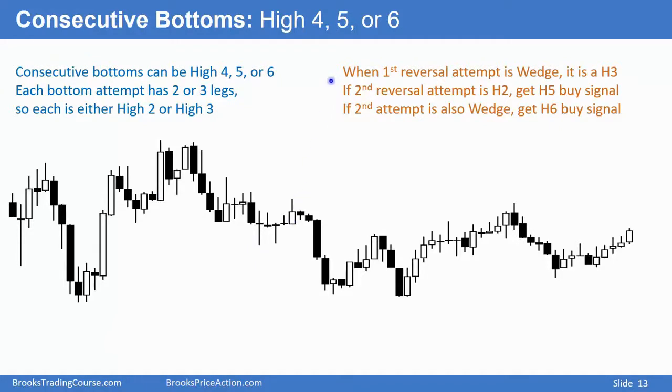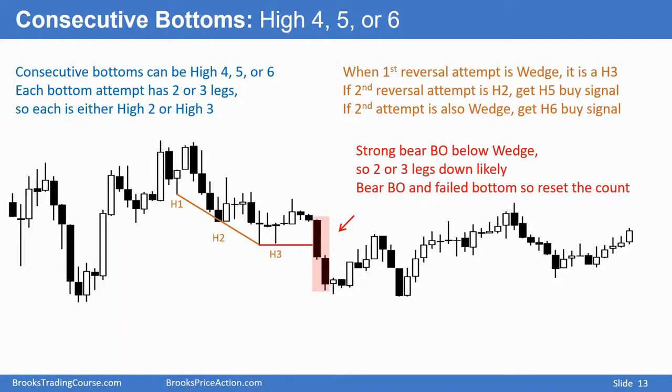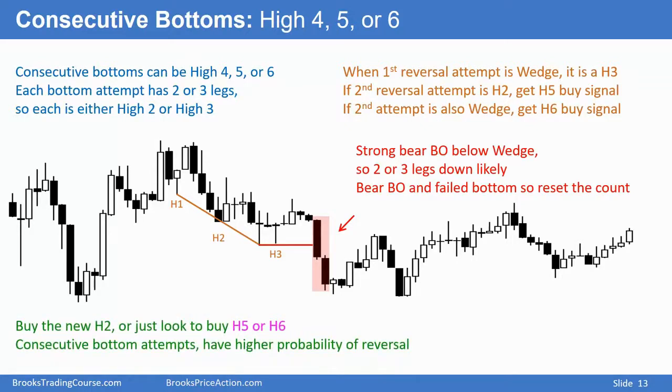The bulls expected a resumption up. Instead, they get a bear breakout. And then we have a second complex bottom. You can call it a wedge, you can call it high 1, high 2, doesn't matter. It's an attempt at a bull flag. And then we get a second attempt at a bottom.